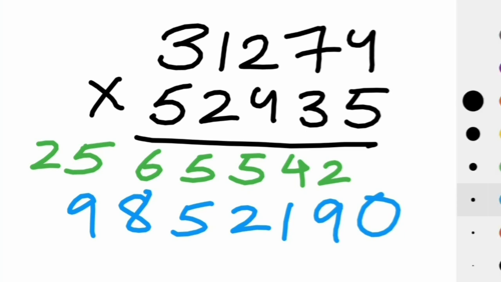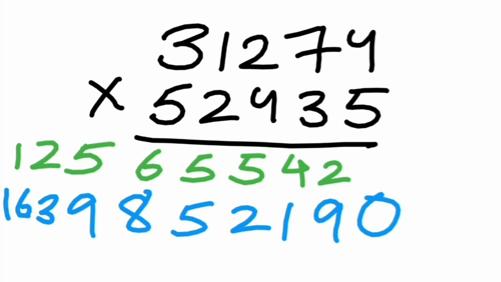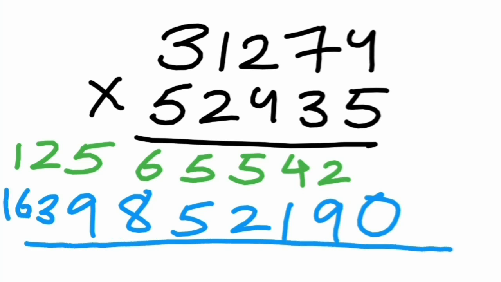Now 3 into 2, 6 plus 5, 11. 11 plus 2, 13. 3, 1 carried. 5 3s are 15, and then we add this one, we will get 16. So this is your answer. 16398529190.